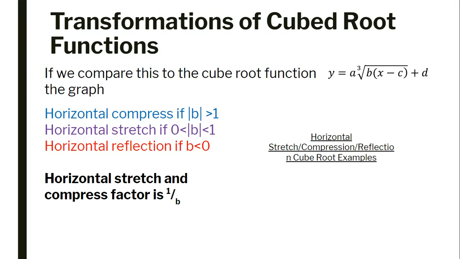So if I had the cube root of 1 over 5x, that would be a horizontal stretch by a factor of 5 over 1, or 5. And if b is negative, then I have a horizontal reflection.